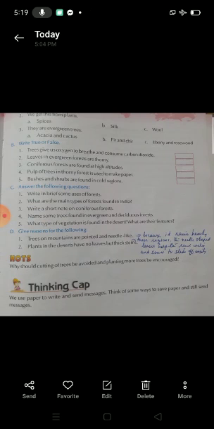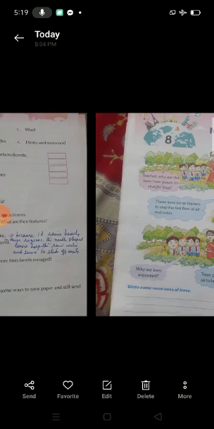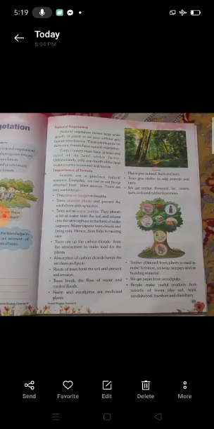First question, write in brief some uses of forests. We need to explain some uses of forest. There are many uses of forest, so you can write any 4 or any 5. In your book many uses are given, and you also know there are many uses of forest, so any 4 points you can write. I will explain all these points once again and you can choose any 4 points.